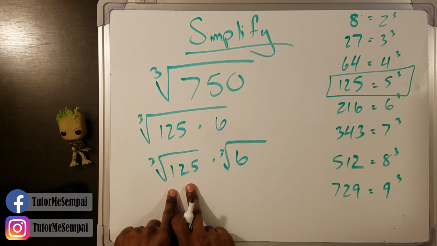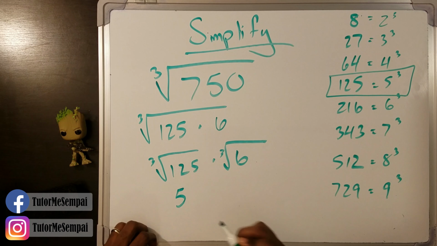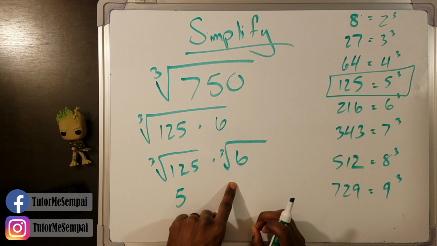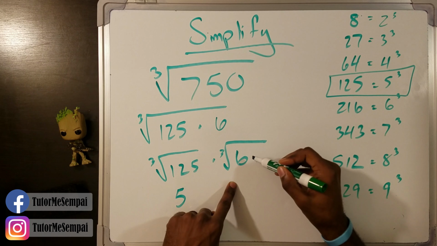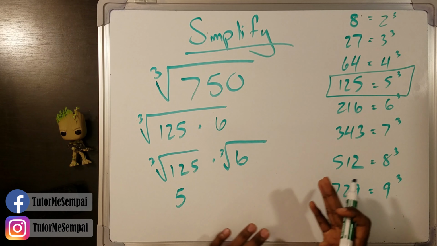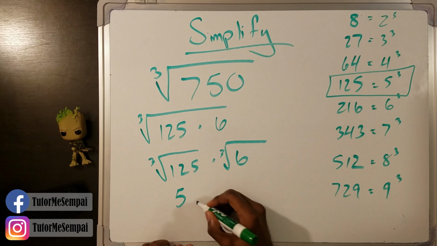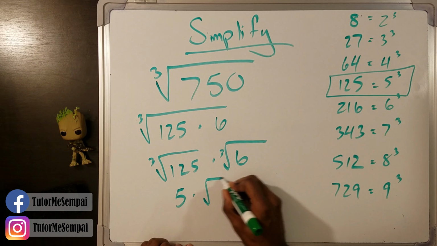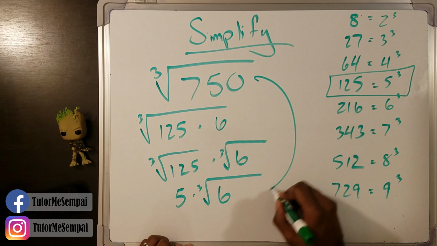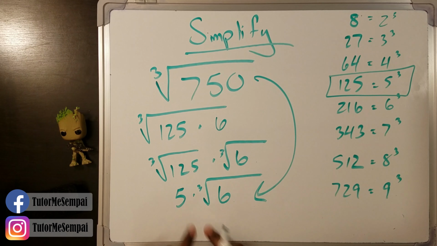So we know 125 is a perfect cube. What's the answer for that? 5. Is 6 a perfect cube? No. And it seems like 6 is too small to have anything go into. You can't break that up into more factors that could potentially be perfect cubes. So you can leave this as it is. So it's going to be 5 times the cube root of 6. And now you've taken the cube root of 750, simplified it to simply this.